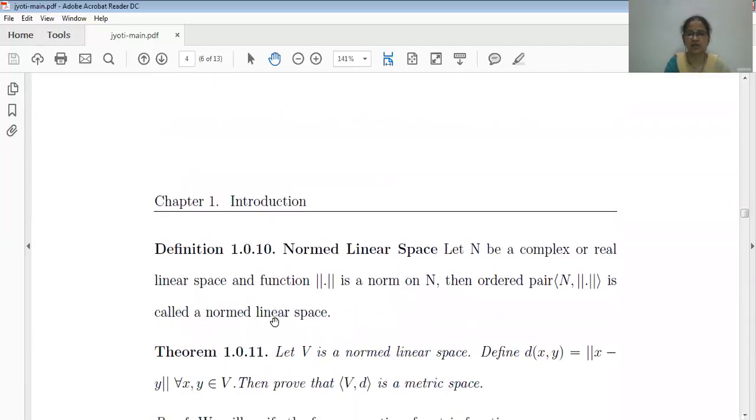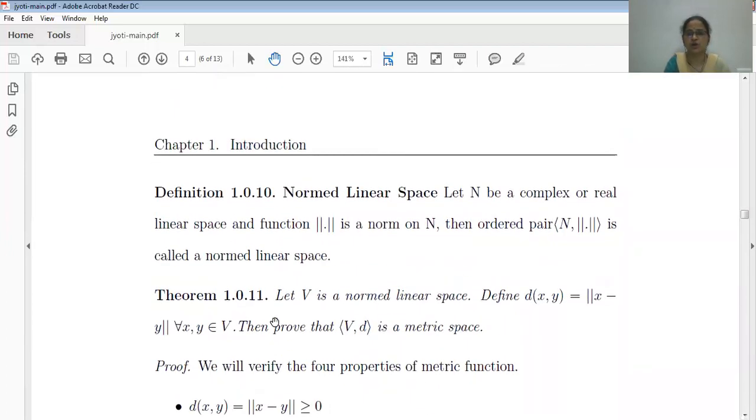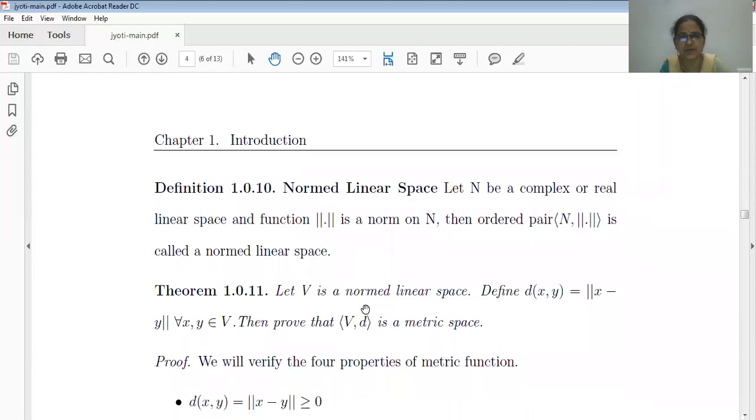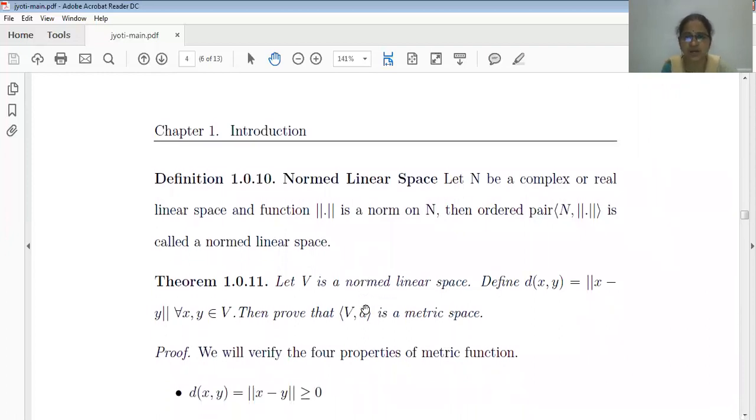Let us come to our next important definition of a normed linear space. Let N be either a complex or real linear space. The function norm is a norm on N, meaning it satisfies those previous 4 axioms. Then the ordered pair (N, norm) is called a normed linear space. Very similar to a metric space, this is a set N together with a norm function, called a normed linear space. Now we'll try to understand what is the relation between a normed linear space and a metric space.